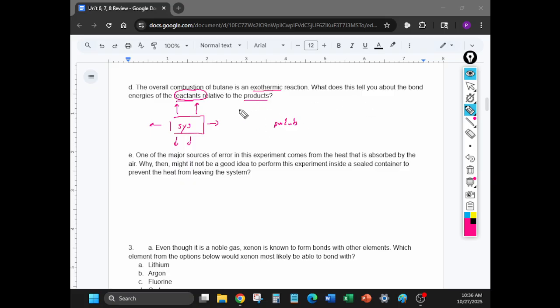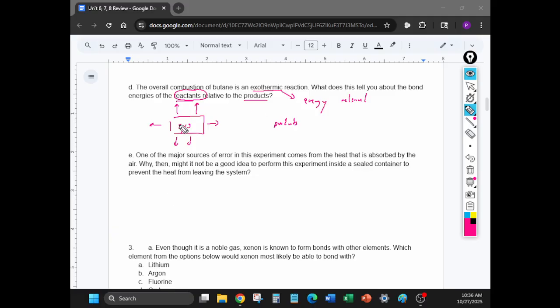And so your answer should be reactants, and you would say something along the lines of, in an exothermic reaction, energy is released, and therefore the products are going to have less bond energy than the reactants. That energy needs to go out of the system. So that's the reason why. Okay. All right, let's go to part E.